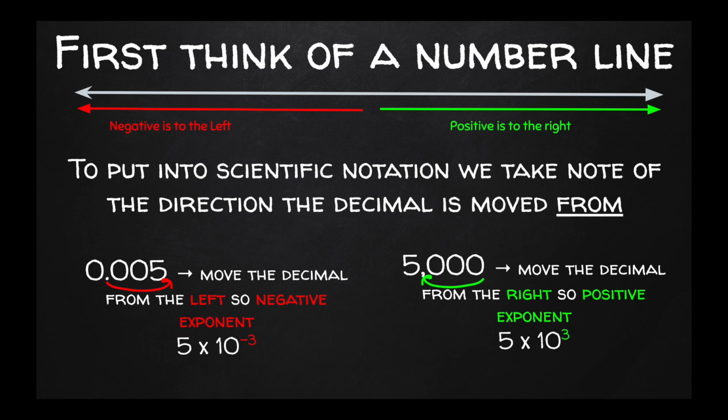Okay, so if I have a number like this, that's 5,000. Well, now I'm going to move that decimal from the right because it's at the end here. So I'm going to move it from the right. Since I'm moving from the right side, that's a positive exponent. Okay, so it's 5 times 10 to the third power. That positive 3 tells me that it's a large number, that the decimal came from the right side. Okay, so this is how to put it into scientific notation.